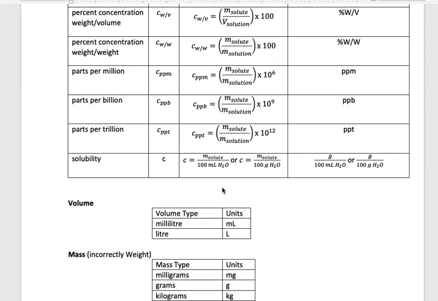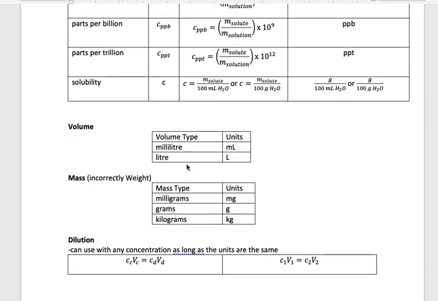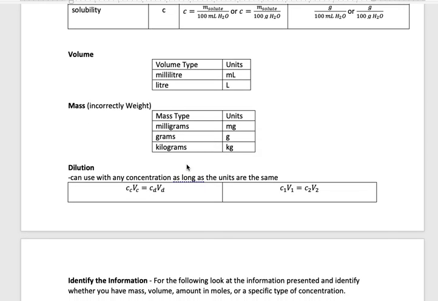But again, you could use one of these concentrations up here in a dilution question, as long as all the units are the same. So if you need to find something in parts per million, you can use the dilution formula here. If you have to find the missing concentration, it's going to come out in parts per million. If you have liters, you want to work in liters. So the main thing is to be consistent with the units.